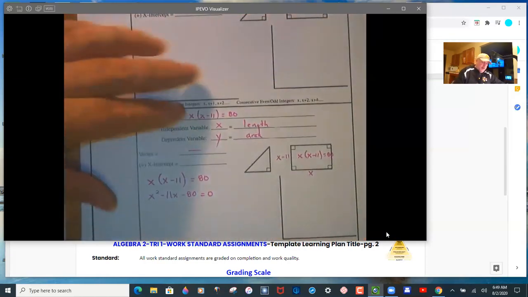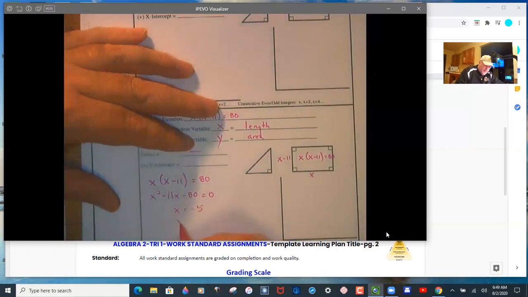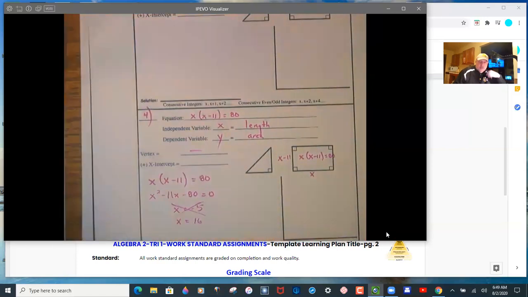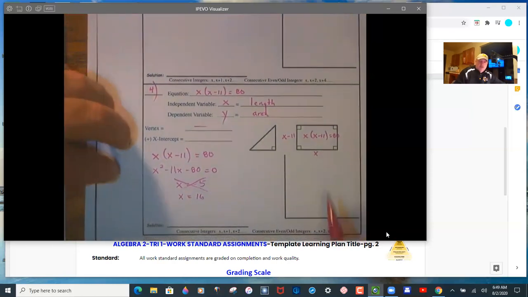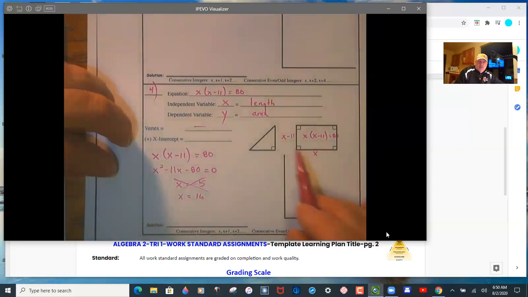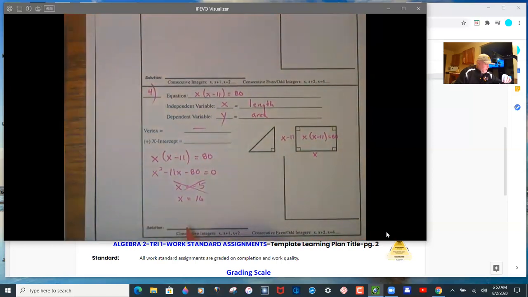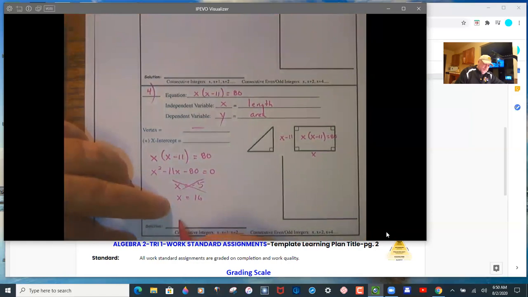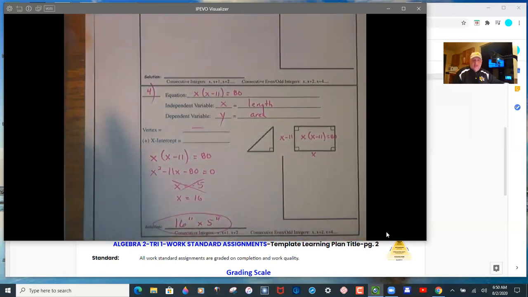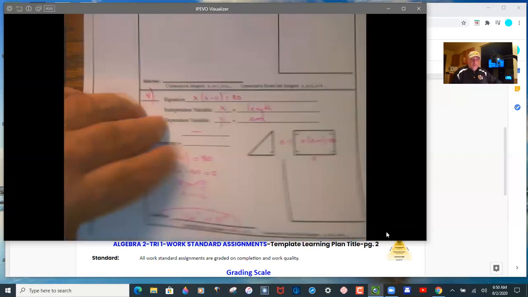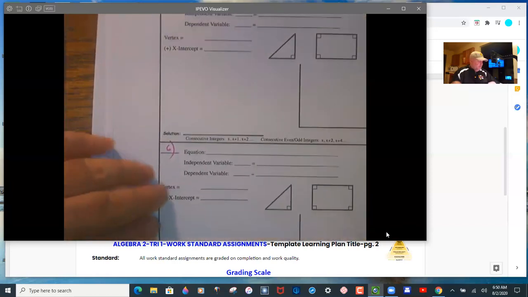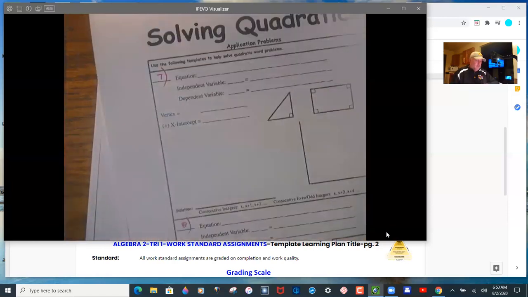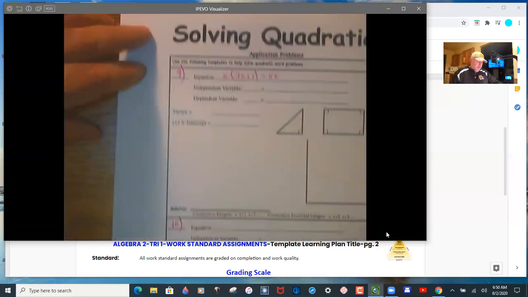So 16 and negative 5. It doesn't make sense to say that you have a side length of negative 5. So 16 is x, and it's looking like 16 by 5 is the dimensions. When you multiply those together, you get 80. You're just replacing that back in here for x. So 16 and then 16 minus 11. Pretty straightforward. I think you need to do a few of these problems to get the general idea. They're really pretty simple.